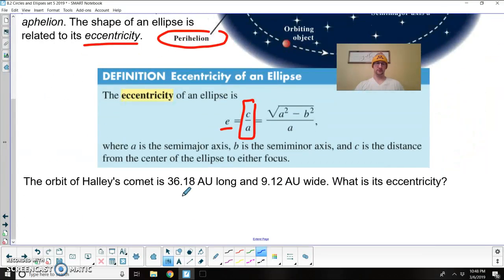I'm going to use it in a problem something like this: the orbit of Halley's Comet, 36.18 AU. That's astronomical units, which is pretty close to the distance from the Earth to the Sun. So you can picture that. Halley's Comet's orbit is elliptical, and it's 36.18 astronomical units long and 9.12 astronomical units wide. I would consider this to be the length of the major axis, and this to be the length of the minor axis. Keeping that in mind, I'm supposed to find its eccentricity.